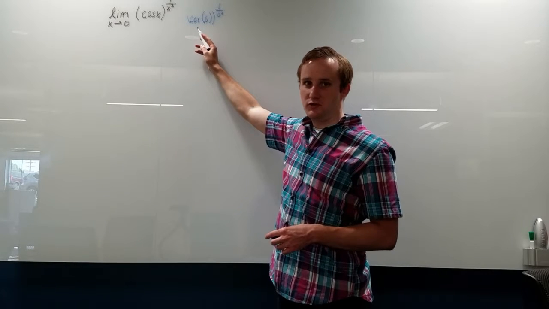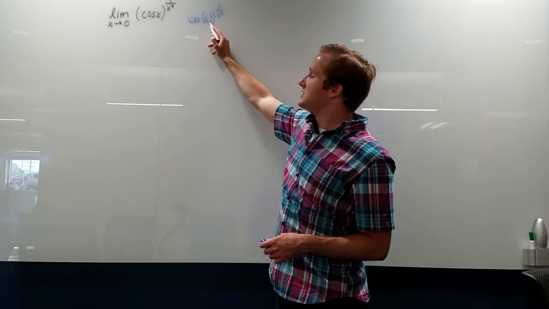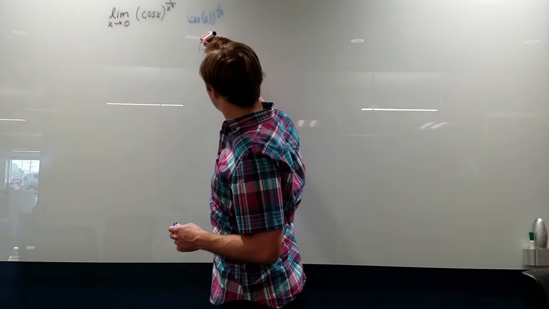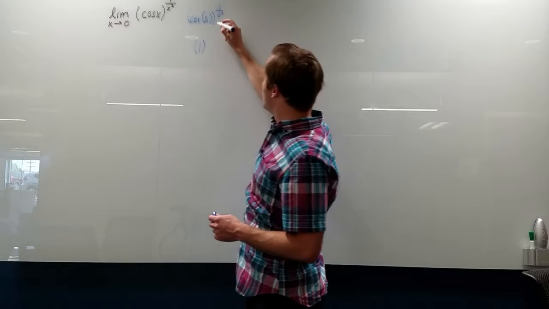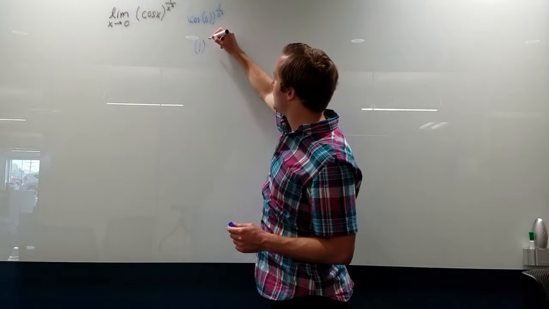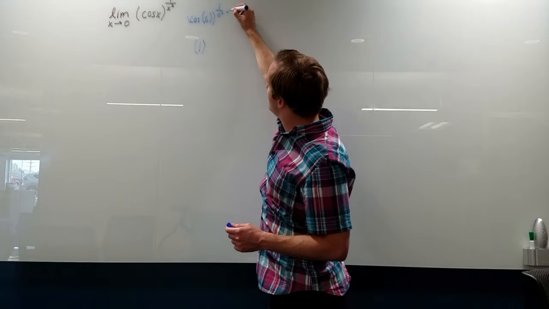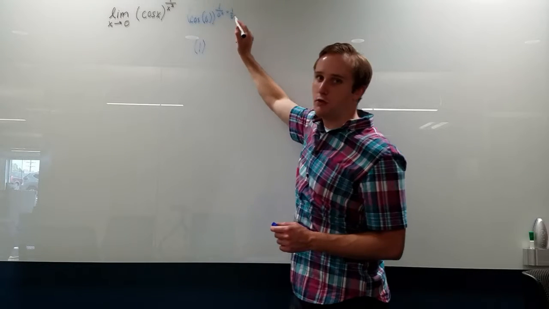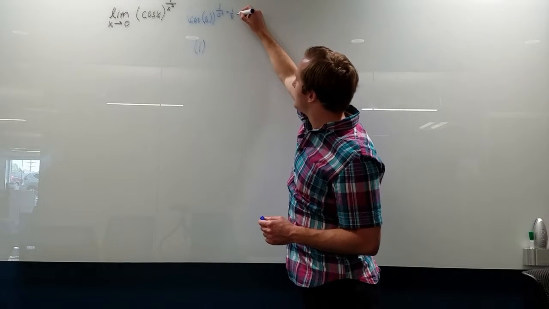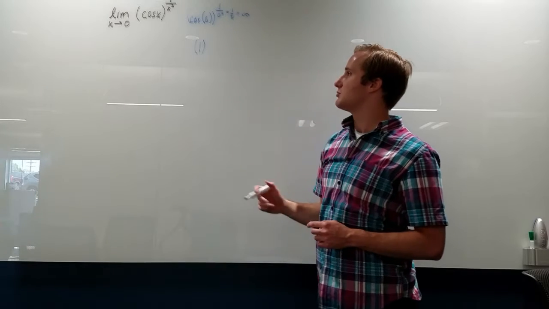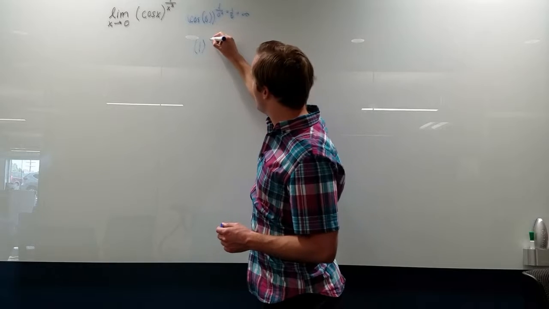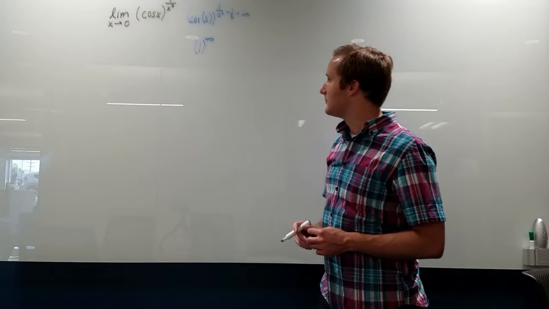Now I'll have to remember a little bit of trigonometry. The cosine of 0 is 1. So here we get 1. And this 1 is being raised to the power of 1 over 0 squared, which is the same thing as 1 over 0. And we know from the textbook that 1 over 0 is infinity. The limit as x approaches 0 of 1 over x is equal to infinity. And so we get 1 to the power of infinity.